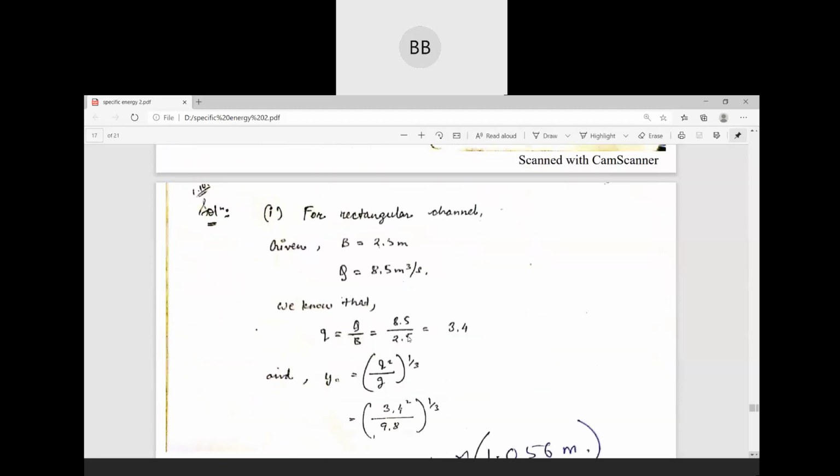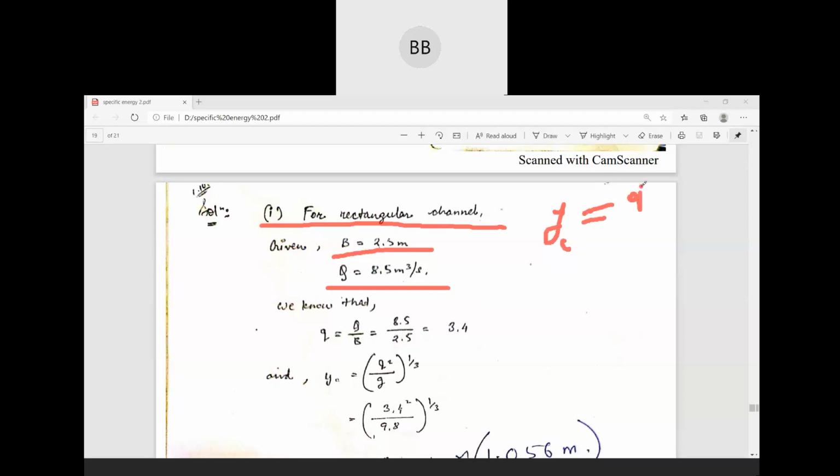So first, for the rectangular channel, in the first case, we will consider a rectangular channel. The width of the channel is given, and 8.5 meter cube per second is also given, that is your discharge. If you remember, for a rectangular channel, YC is equal to q square divided by g, to the power 1 by 3.